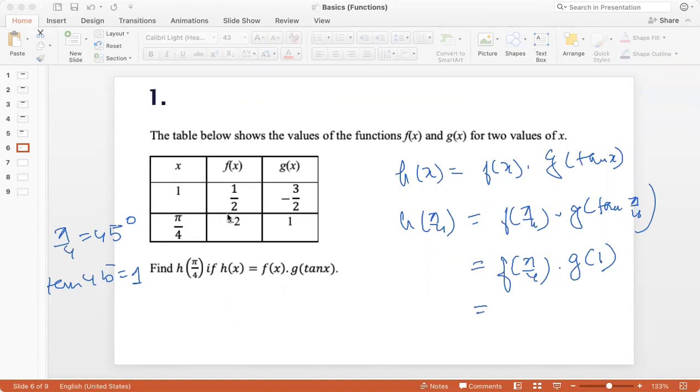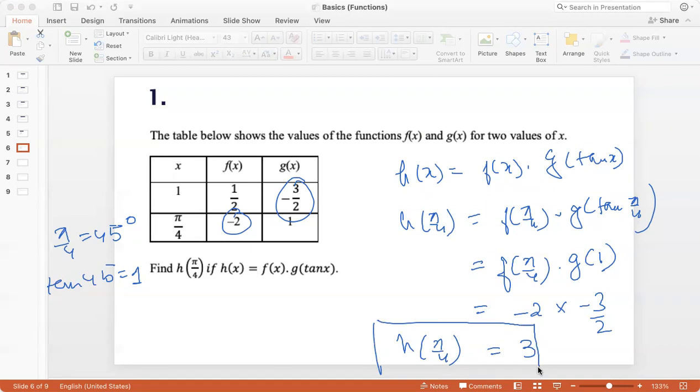Now f(pi/4) from the graph is negative 2, and g(1) from the graph is negative 3/2. So h(pi/4) becomes 3. Right? That's how you can get the answer 3.